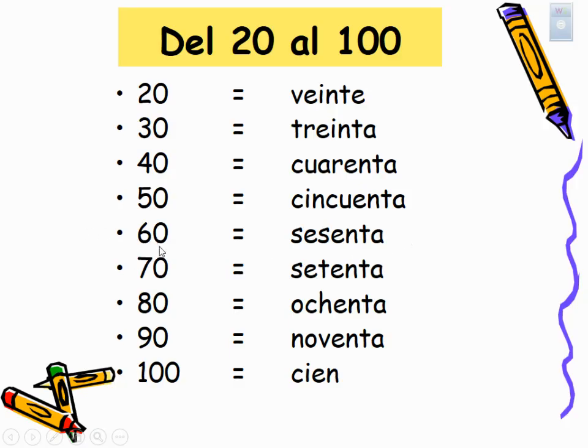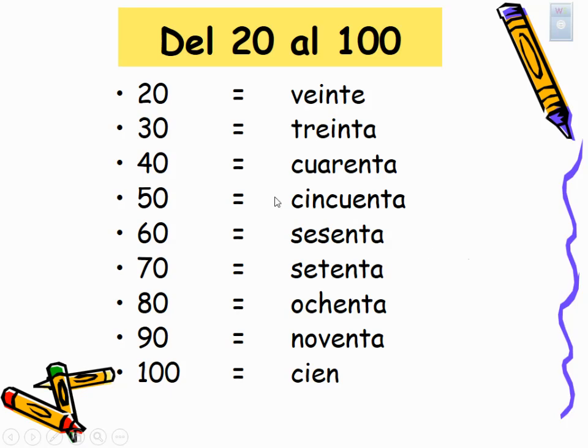60 and 70. I always got these two numbers mixed up. So you're learning the language, so that could be a possibility as well. But don't worry, as you practice, it'll get better. So remember that 60 is sesenta, and 70 is setenta.